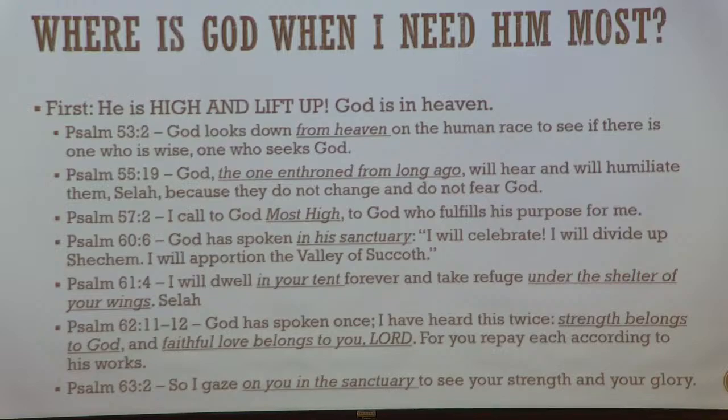55:19, God, the one enthroned from long ago. He's high and lifted up. He's on his throne. I'm taking that high and lifted up from Isaiah 6. Psalm 57, verse 2, I call to God Most High. He's El Elyon, the one above all the rest. Psalm 60, verse 6, God has spoken in his sanctuary. That's where he is residing.